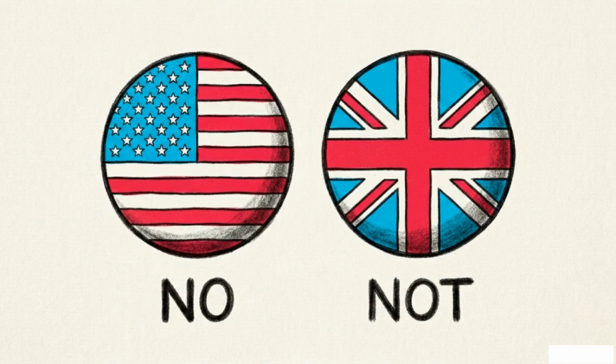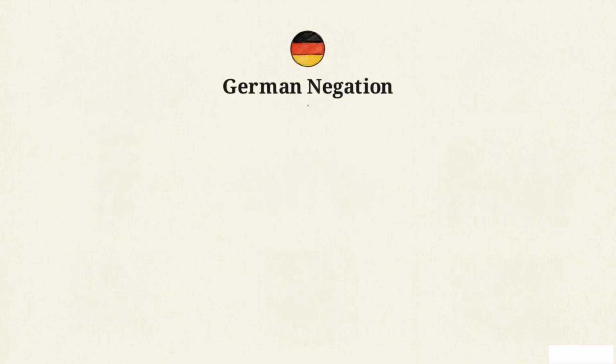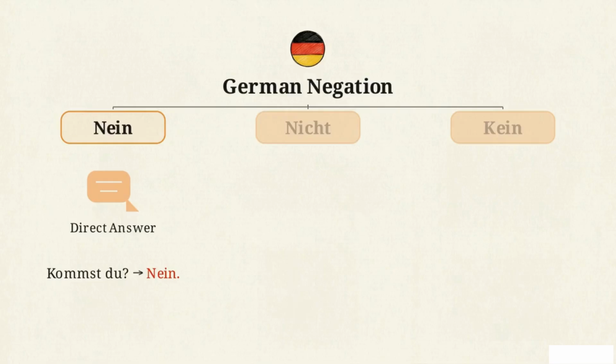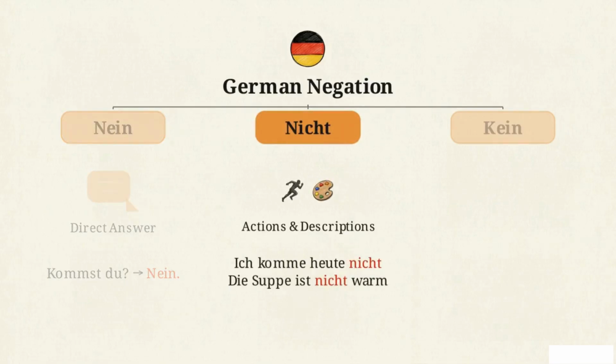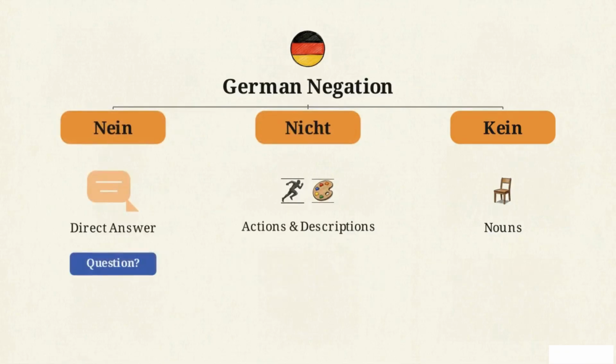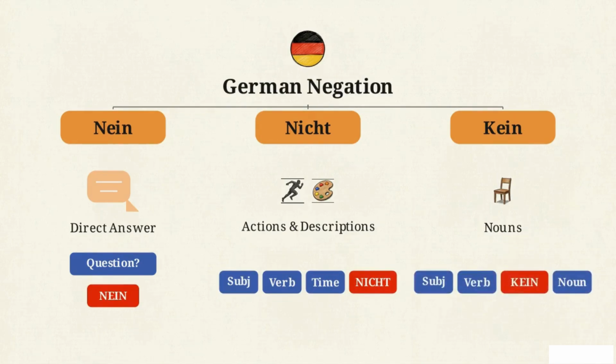In English, negating a statement usually relies on the words no or not. German, however, uses 3 distinct tools, each assigned to a specific grammatical role. The tools nein, nicht, and kein appear in distinct contexts, answering with nein, denying actions with ich komme heute nicht, or lacking items with ich habe kein Auto. Structurally, nein is a direct answer, nicht negates actions and descriptions, and kein is for nouns.